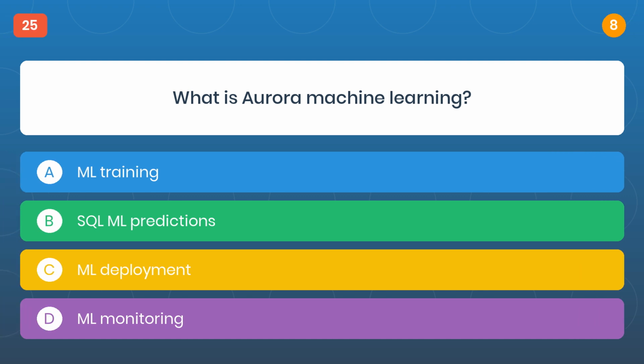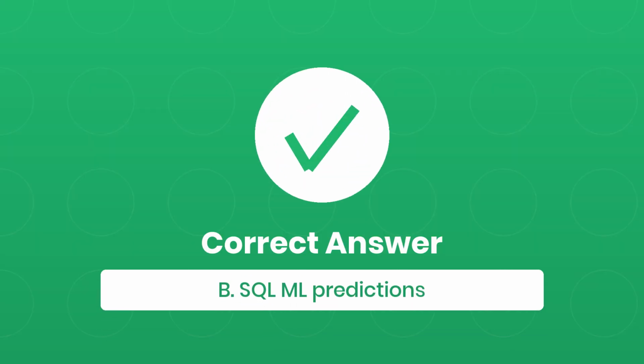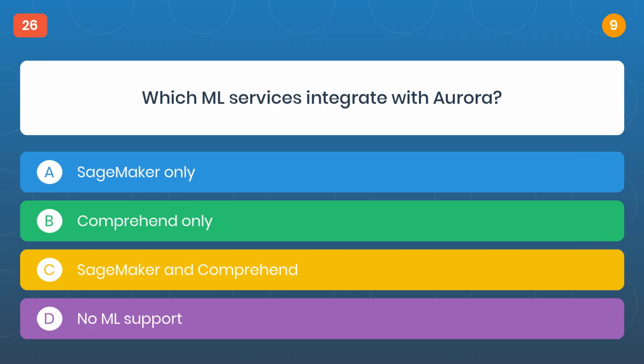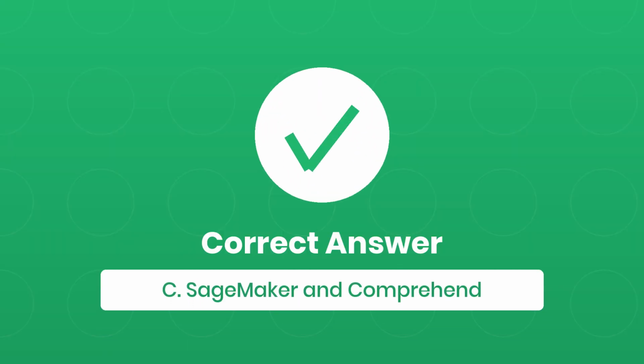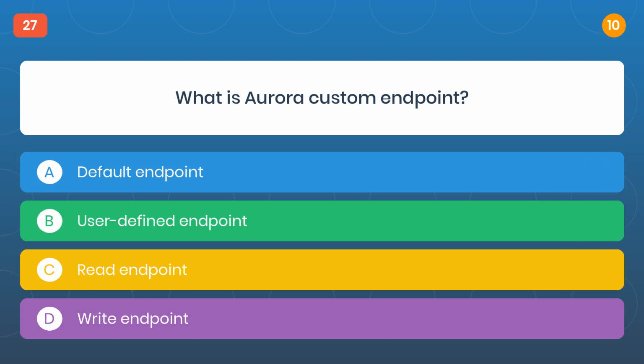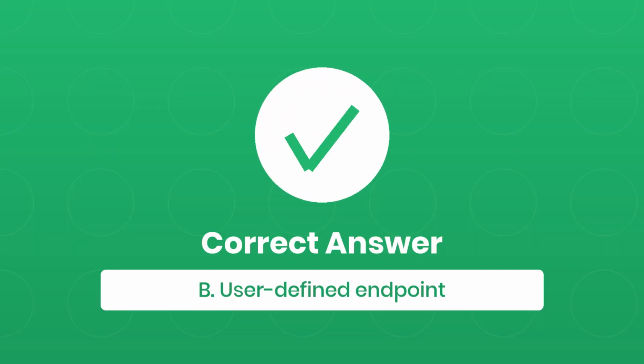Question 25. What is Aurora machine learning? The correct answer is B, SQL ML predictions. Question 26. Which ML services integrate with Aurora? The correct answer is C, SageMaker and Comprehend. Question 27. What is Aurora custom endpoint? The correct answer is B, user-defined endpoint.